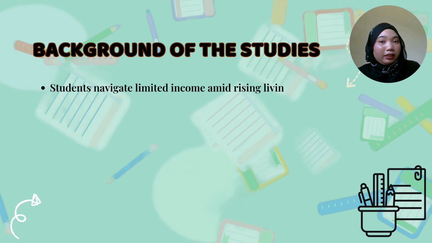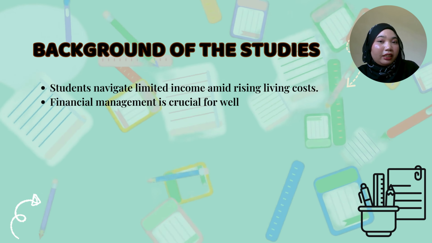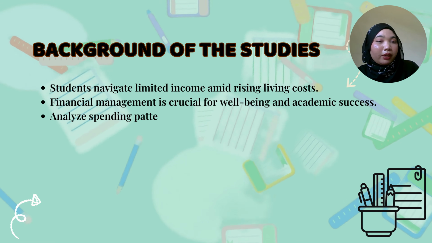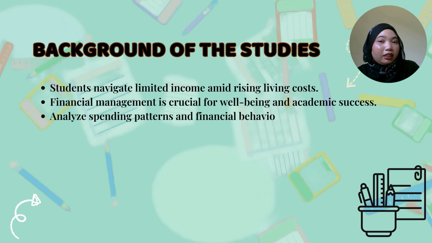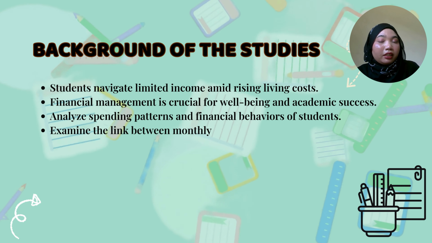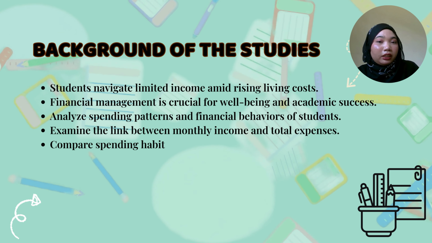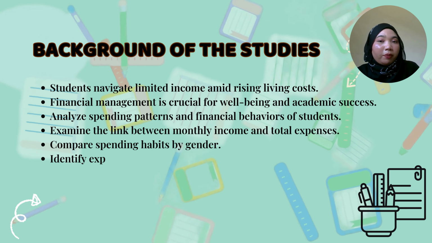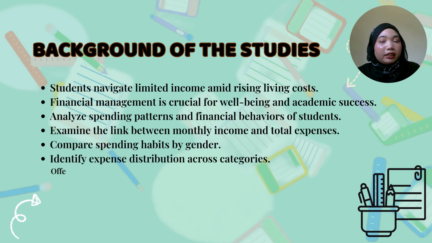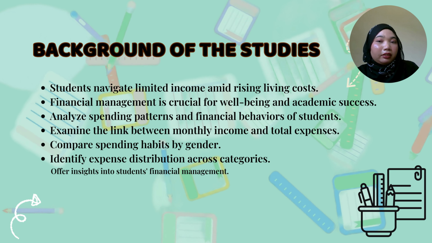The study regarding student monthly expenditure and spending habit is that students navigate limited income amid rising living costs. Financial management is crucial for well-being and academic success. The third one is to analyze spending patterns and financial behavior of students. The next one is to examine the link between monthly income and total expenses. Also, we compare spending habits by gender, male and female. The last one is to identify expense distribution across categories.